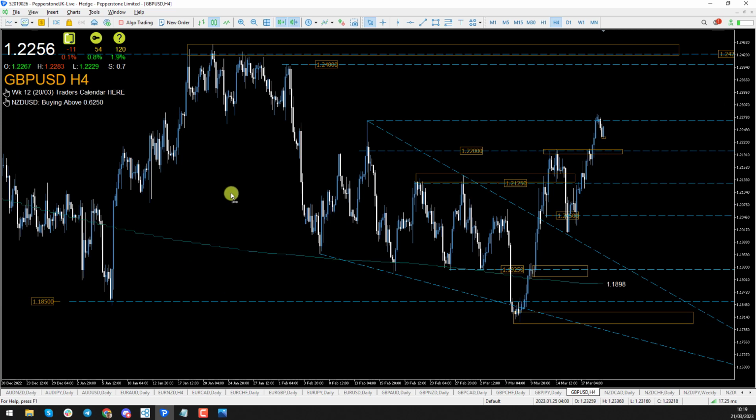But pound Kiwi looking very good for continuation moves to the upside. So does the pound US dollar price. We'll see if we can get any kind of opportunities forming.